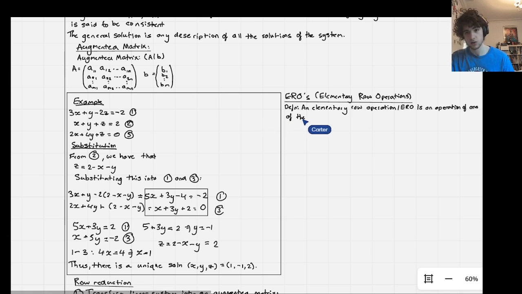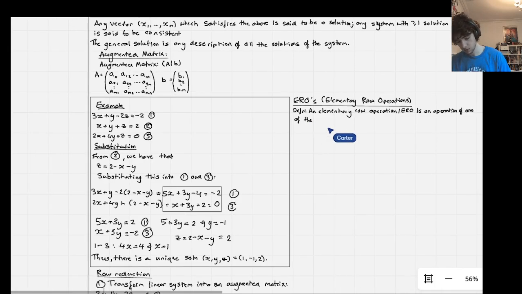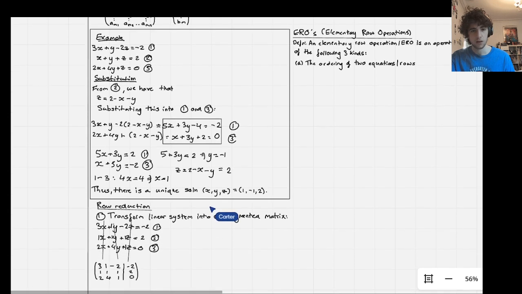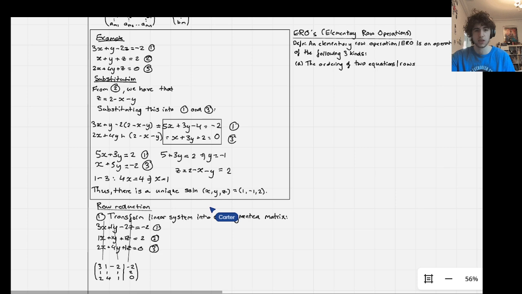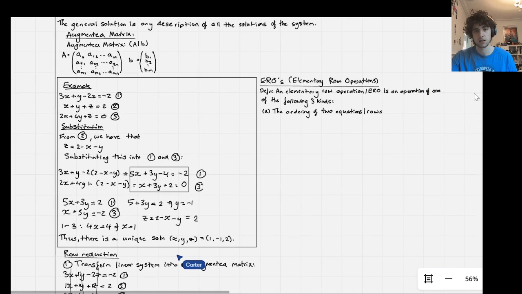So the first kind of operation it could be is swapping the ordering of any two equations in our linear system. I guess you can think about these also as rows. Rows in our augmented matrix, each row is just an equation, right? Because ultimately what we have is 3, 1, minus 2 representing 3x plus y minus 2z is equal to minus 2, right? So each one of those rows is like an equation. And so basically we can swap the ordering of those rows. So the ordering of two equations slash rows may be swapped.